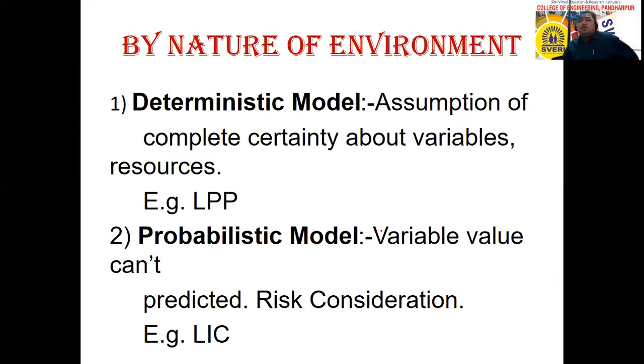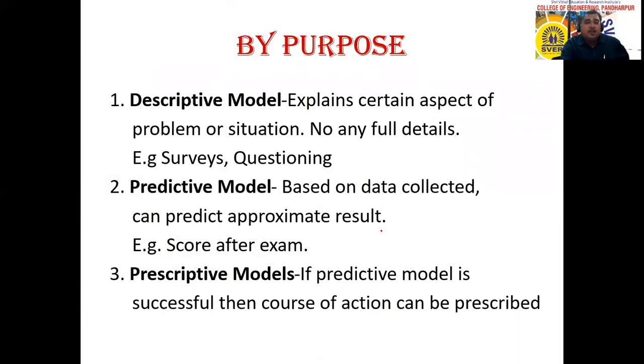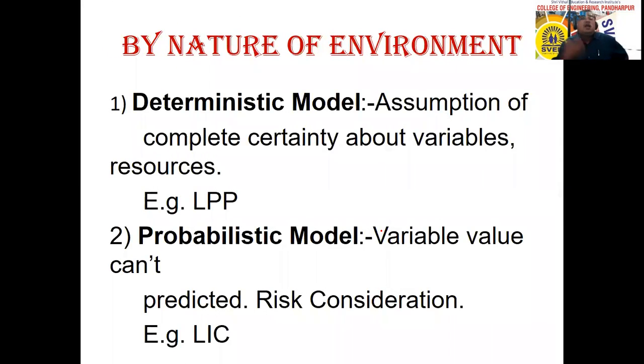For example, the linear programming model, which we are going to study. The second one is probabilistic: variable values can't be predicted, and risk is considered. For example, LIC life insurance, which we already took under the predictive model also. So one model can be part of two different purposes or two different classifications. The predictive model can also be called a probabilistic model by nature of environment. Why? In these two models, deterministic and probabilistic, the main difference is just the risk consideration.